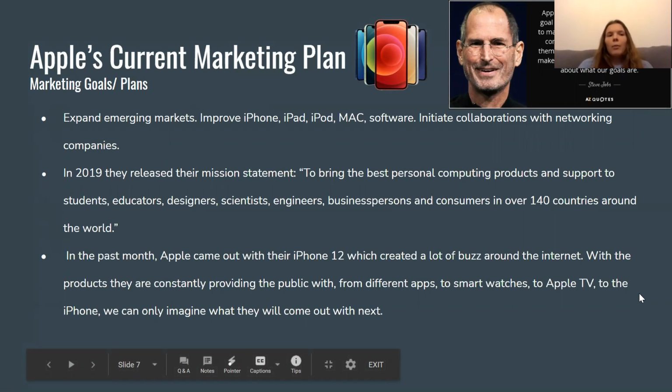Okay, so for Apple's marketing goals and plans, obviously, since they are a leader in the technology world, their goals are just to stay that way, but keep improving within the brand. They want to expand into emerging markets. They want to improve their software for all of their products and collaborate with networking companies.